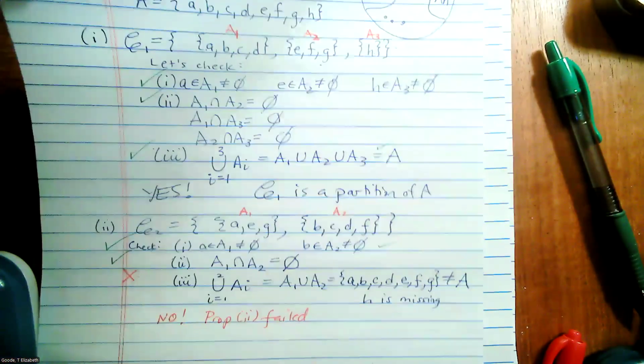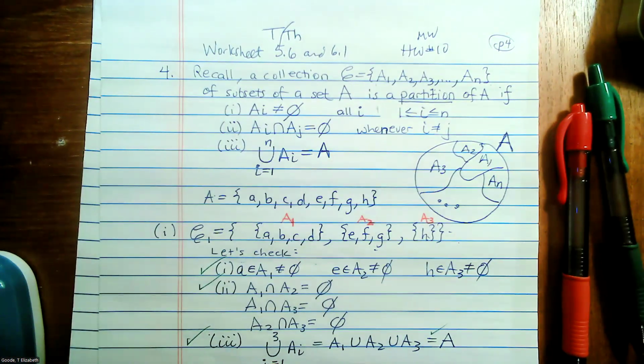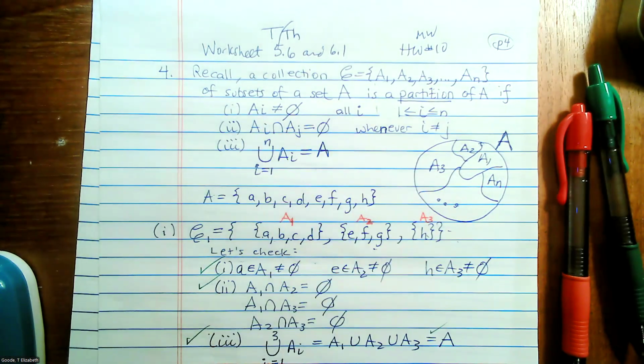Which property does the third one fail? Can I see the definition again? Sure. So clearly it passes non-empty, right? A1, A2, they're not empty. Okay, so keep going.